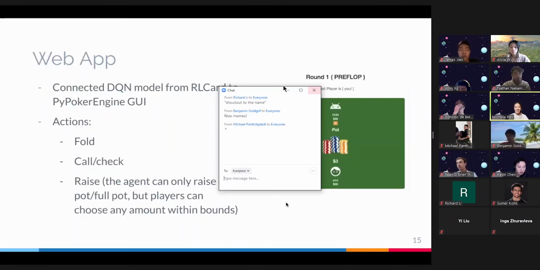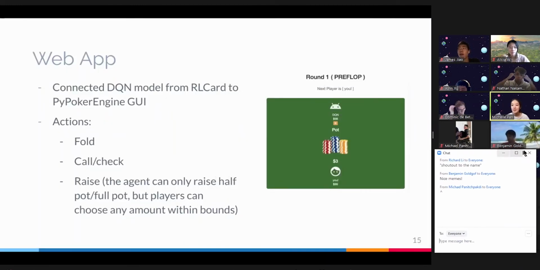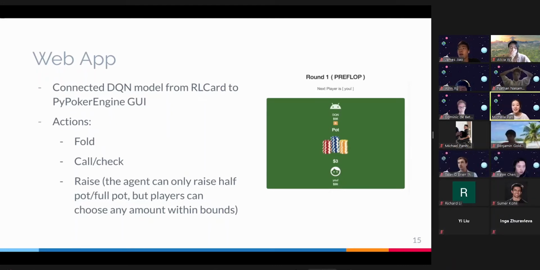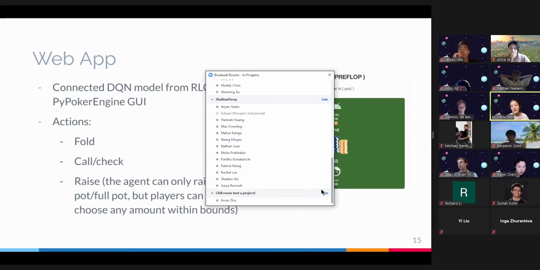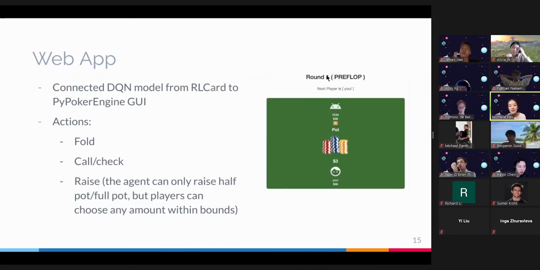So now our web app. PyPoker Engine has a very nice GUI that RLCard doesn't have. So after we trained our models in RLCard, we connected those back into the PyPoker Engine GUI, and that is what we will be showing in our demo shortly.